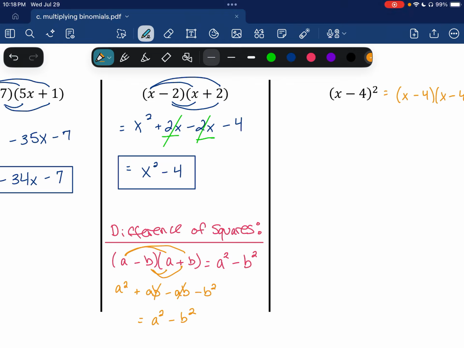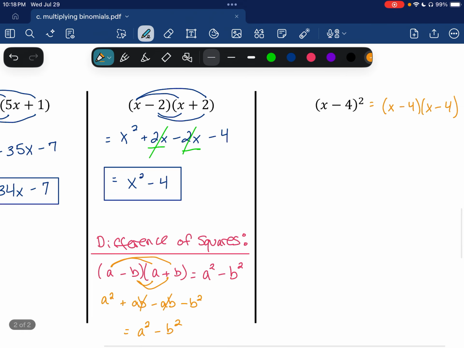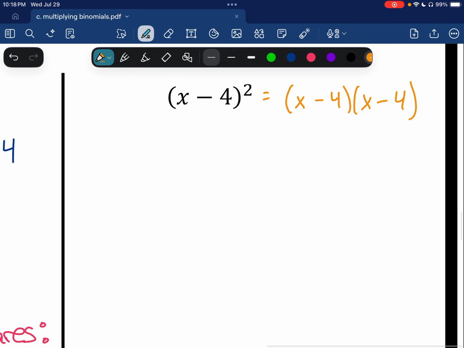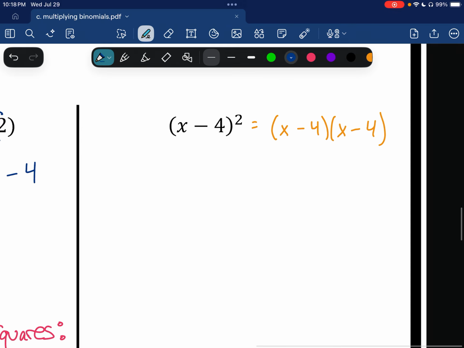All right, next I started you off with a hint here. I said, go ahead and rewrite it as a binomial times another binomial. So you can draw your arrows, the double stroke idea, and we want to know what's going to happen here. So here, I'm going to end up with x squared minus 4x minus 4x again plus 16.